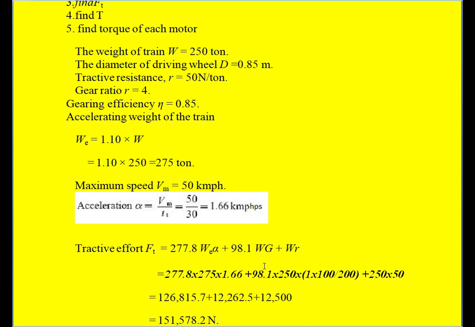So then what is the tractive effort at the driving wheel? We know the formula: 277.8 WE into alpha plus 98.1 WG plus W into R. We know the effective weight WE, alpha, and W, and G is the gradient ratio. So W into R we also know. So we substitute all of them.